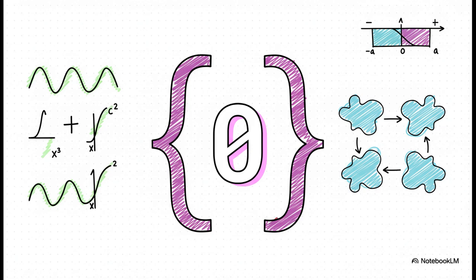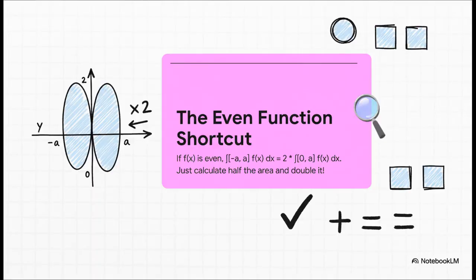So think back to our first problem. x cubed is odd. Sine of x is odd. You add them together, the whole thing is odd. So the integral from negative pi to pi had to be 0. No calculation necessary. Now, even functions have a pretty great shortcut too. Since they're perfectly mirrored across the y-axis, the area on the left is identical to the area on the right. So instead of integrating all the way from negative a to a, you can just find the area from 0 to a and double it. It makes the math way, way simpler.